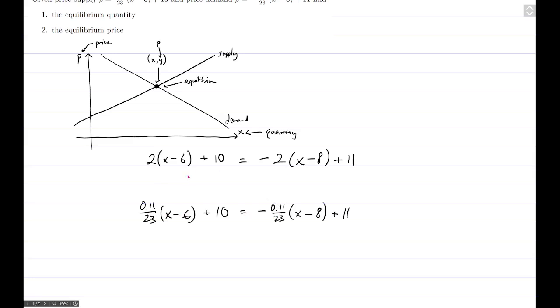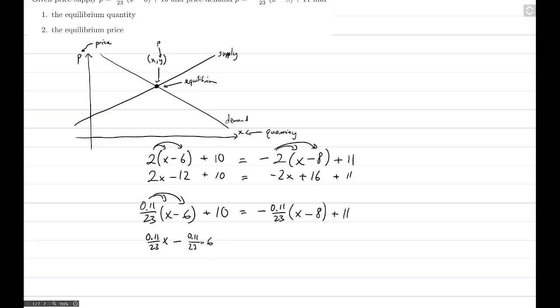And in this question, I'd make my first step to distribute 2 on the left and negative 2 on the right, and I'd have a thingy that looks like this. This is what my equation would look like, right? And so I'll do the same thing over here. If I distribute there, I'll have 0.11 over 23 times x minus 0.11 over 23 times 6. Now, why not a negative 6? I already took care of the minus sign here. In fact, it matches kind of the shape of that sign right there.